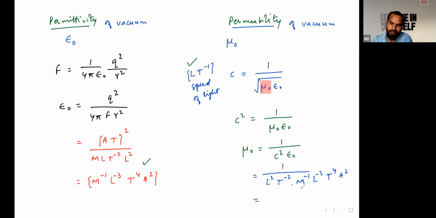So on bringing all terms to the numerator, it will become m to the power plus 1. L to the power, here we have minus 3 and here we have plus 2, so it will be left with just minus 1. On bringing it to the numerator, it will be L to the power plus 1. Next part for t, we have t raised to the power 4 and t raised to the power minus 2, so it will be t raised to the power plus 2. On bringing it to the numerator, it will become t raised to the power minus 2. And last, a raised to the power minus 2.